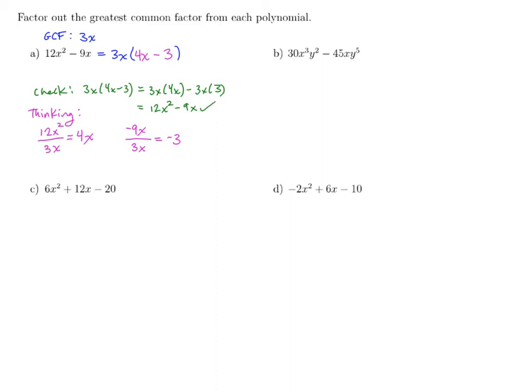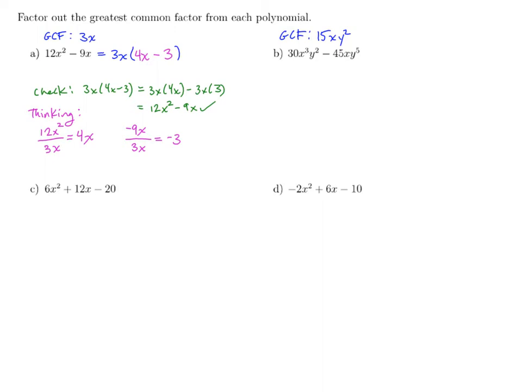Let's go to our next example. Here, we have a couple different variables going on. So we have a binomial, two terms, and we have 30x cubed y squared minus 45xy to the fifth. So to start, let's look at our greatest common factor. Between 30 and 45, the greatest common factor for the coefficients there is 15. Now we'll look at each variable independently. Between x cubed and x, the greatest common factor is just x, and between y squared and y to the fifth, y squared is common to both. So the greatest common factor of all the terms in this polynomial is 15xy squared. So that's what we're going to factor out.